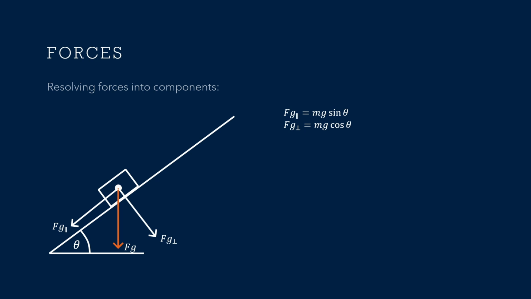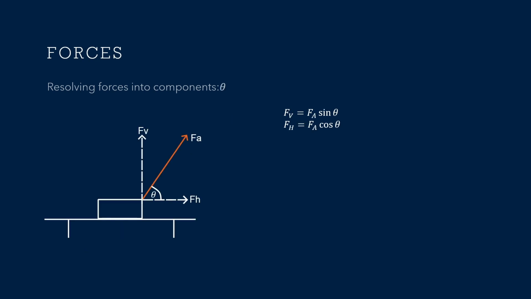And the formulas are on the right. As you can see, the formula for Fg parallel is mg sin theta or Fg sin theta, and the formula for Fg perpendicular is mg cos theta or Fg cos theta. That is for an object that's on an inclined plane and experiencing gravitational force.